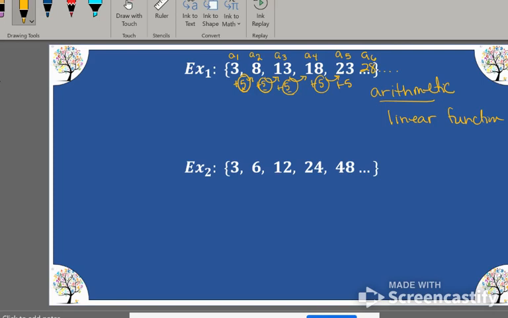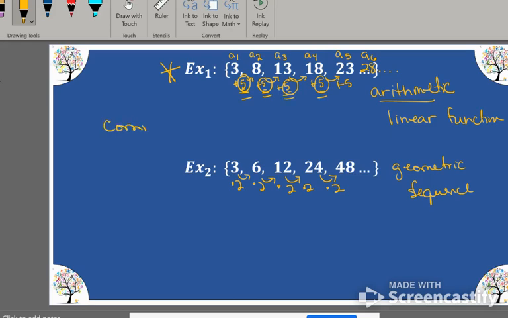Let's take a look at this sequence: 3 to 6 to 12 to 24 to 48. In this one, you can see the pattern that we are doubling each term. So we are multiplying by 2 to get to that next term. When we multiply by a constant rate to get from term to term, this is called a geometric function or sequence, excuse me. And we will learn it's a type of exponential function. But for now, we're going to focus on our arithmetic sequences, which is a type of linear function because of this common difference of 5.